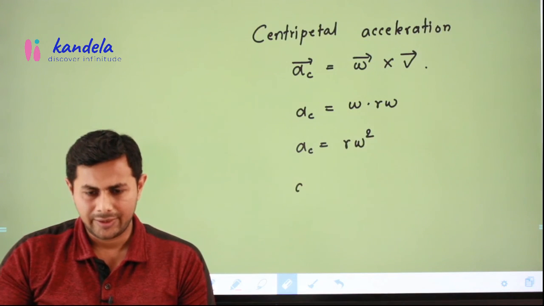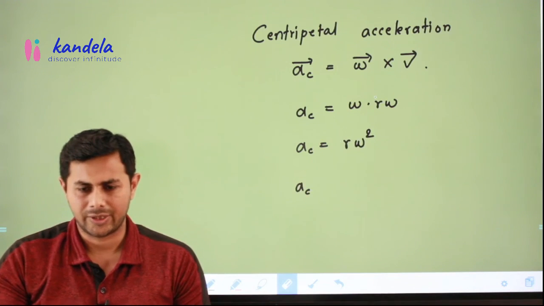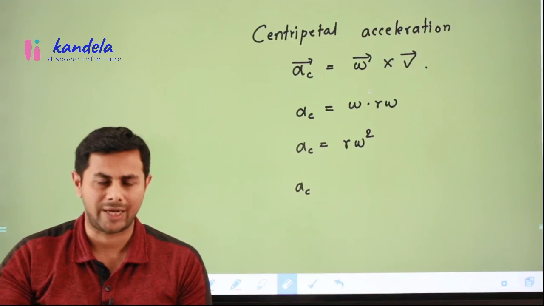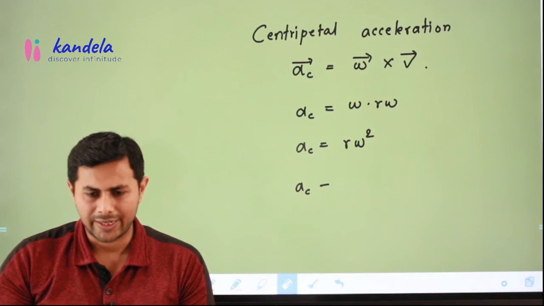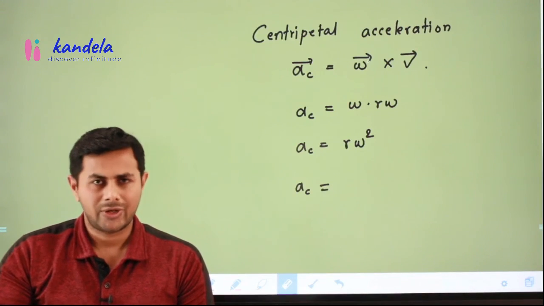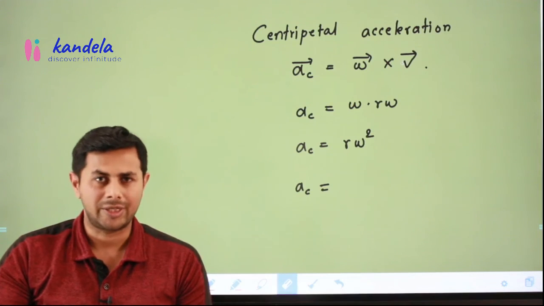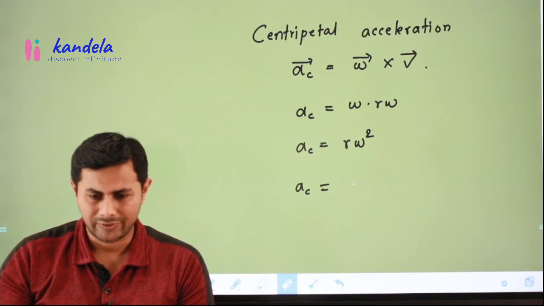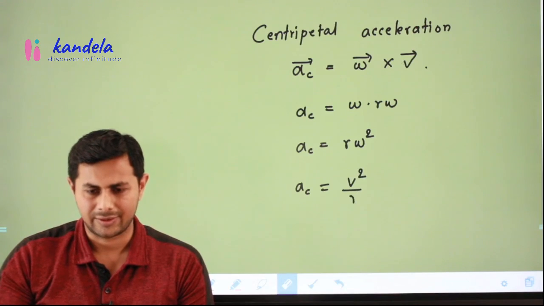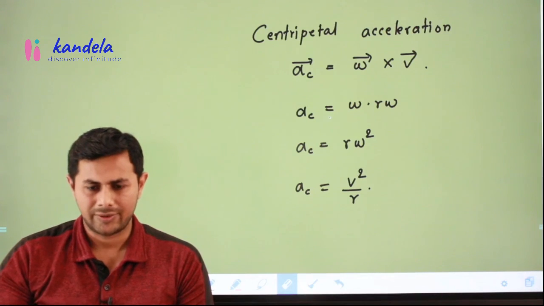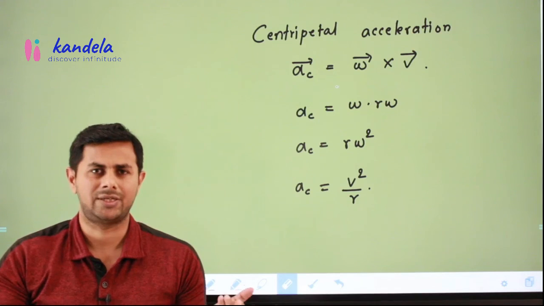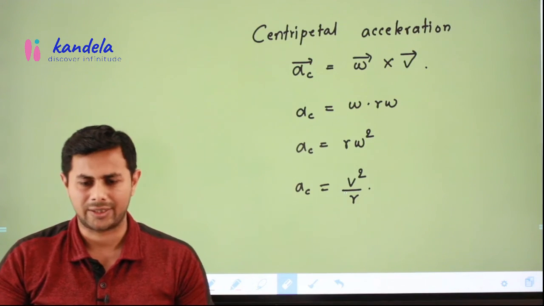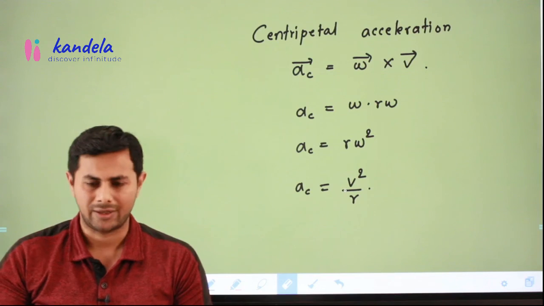And then instead of substituting v equals r omega, I can substitute omega equals v divided by r. So then what will I get? Omega is v upon r, and we have in multiplication v, so it is v upon r multiplied by v, so it is v squared divided by r, right? So these are three formulae. One is omega times v, second is r times omega squared, and third is v squared divided by r.